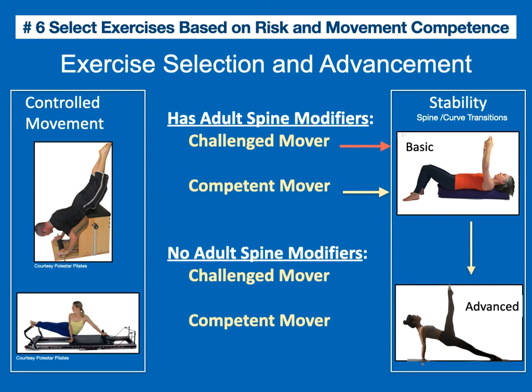If you currently have no adult spine modifiers but are a challenged mover, your first exercises may come from either the basic or advanced stability category. This dotted line is transitionary to show that as you become a competent mover, you have the potential to progress eventually to controlled movement exercises due to your lower risk. If you have no adult spine modifiers and are a competent mover, then you may select exercises from all categories.